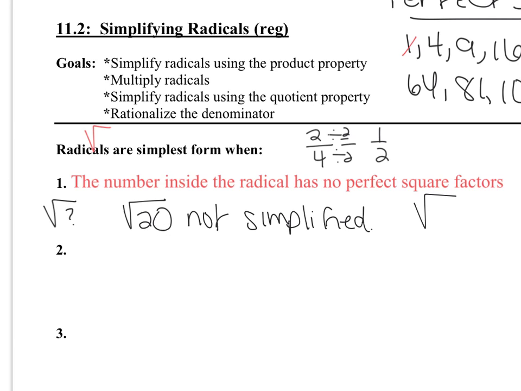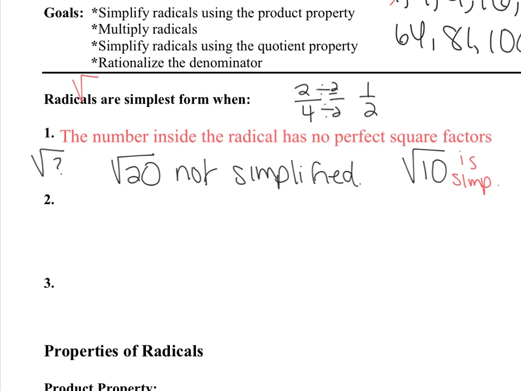But if I took the square root of 10, it can be divided by 2, 5, and 10. But none of those numbers show up on this list. They're not perfect squares, 2, 5, or 10. So it doesn't have any perfect square factors, so it is in simplest form. So now we're actually going to figure out how we could take something like the square root of 20 and simplify it.